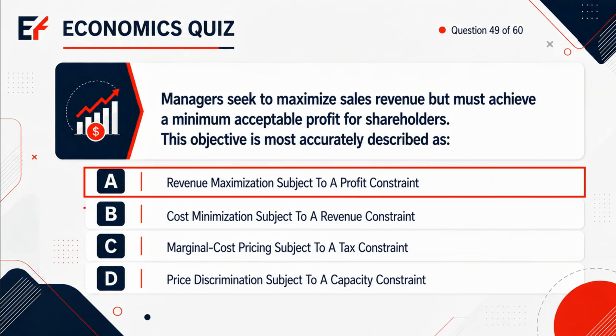Option C is incorrect because marginal cost pricing focuses on how prices relate to the cost of one additional unit. Option D is incorrect because price discrimination concerns charging different prices to different buyers or market segments.